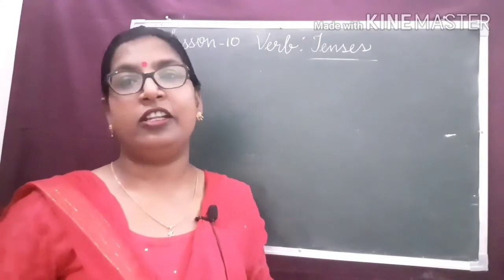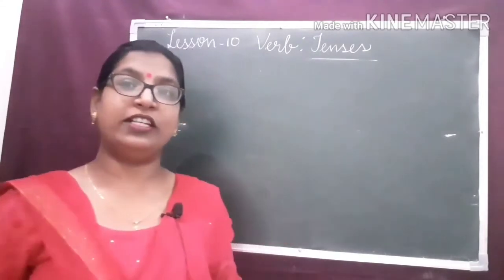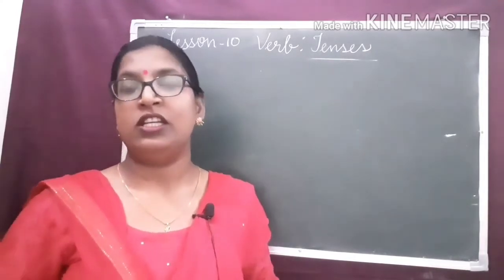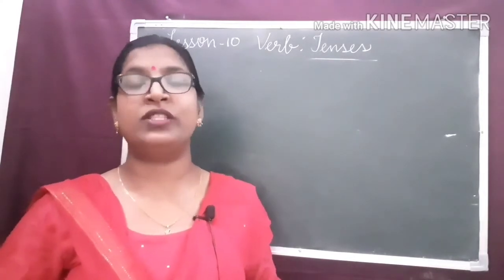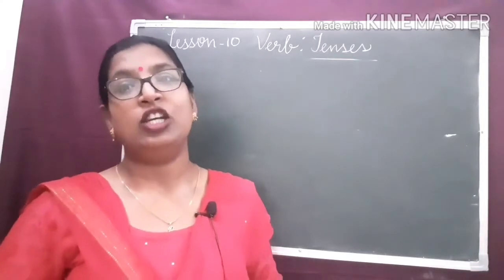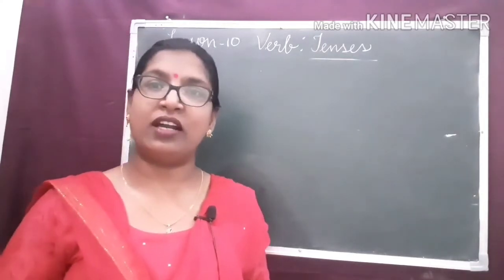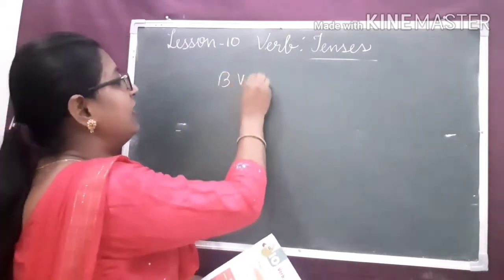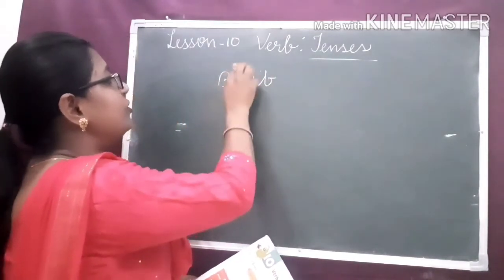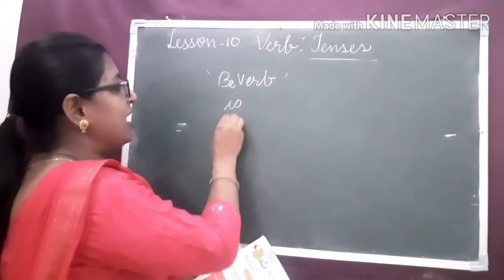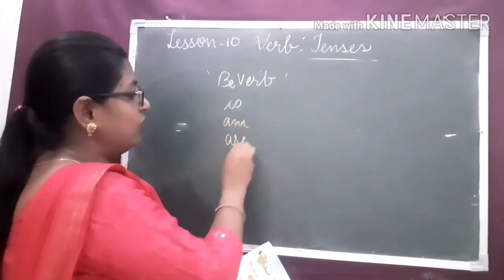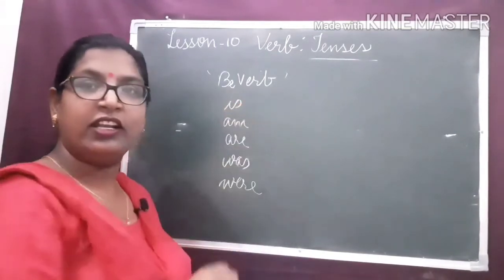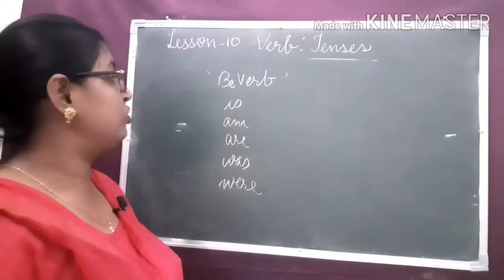Dear children, in the previous chapter, we have already studied the different forms of auxiliary verbs or helping verbs. These are the be verbs, have verbs and do verbs. Be verbs are is, am, are, was or were. We have studied their different uses.